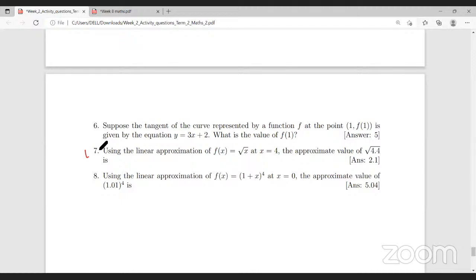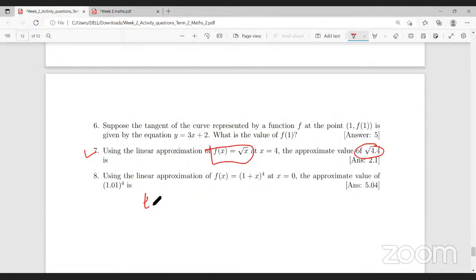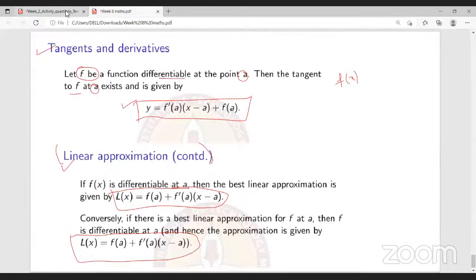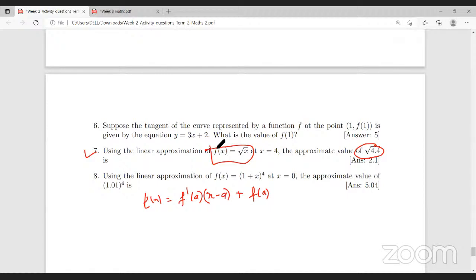Question 7, you can see. We are given this function, and we have to find the value of the square root of 4.4. So what is the best approximation for this? L of x will be f dash of a times x minus a plus f of a, right? So just differentiate this function. What is a here? 4, right?